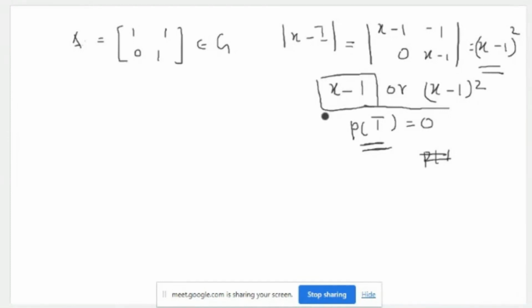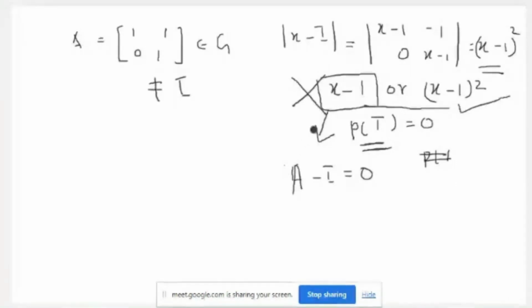Now, if x minus 1 is the minimal polynomial, and we substitute x equal to the matrix A, then A minus I will be 0. But this happens only when A is equal to I. And you can see that this is not the identity matrix. So the minimal polynomial is not x minus 1. The minimal polynomial is x minus 1 whole square.